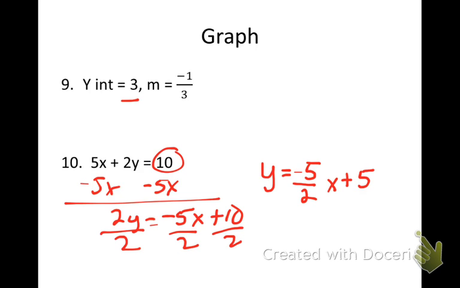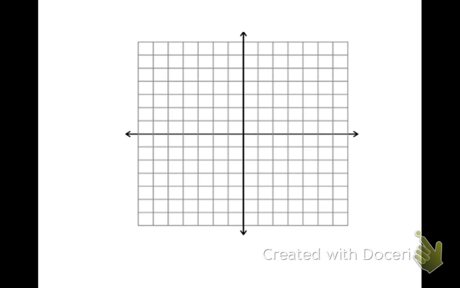So the first one, my y-intercept is 3 and my slope is negative 1/3. So you always start with the y-intercept. So my y-intercept is 3. So I'm going to go 1, 2, 3 on the y-axis. My slope we said was negative 1/3. So I go down 1 and right 3.